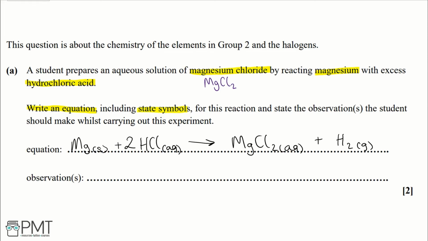In terms of the observations, because we've got gas produced, we're going to see some effervescence. But we need to say our second observation is that the solid is going to dissolve, the solid in this case being magnesium. To get the 2 marks for this question, you get 1 mark for the correct equation and 1 mark for both observations, so you need to have both to get the mark.